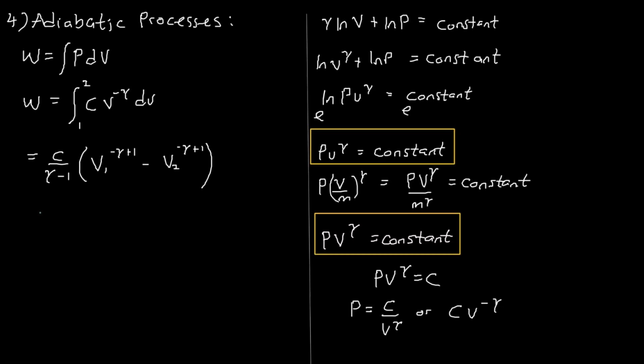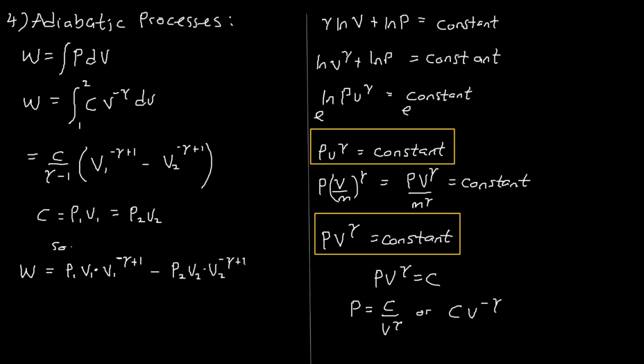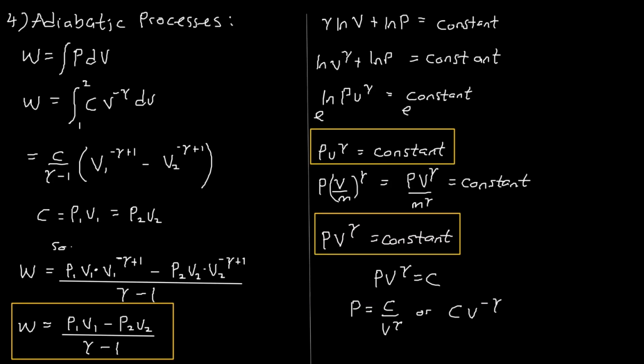Now, since C equals PV to the power of gamma, it can be P1 V1 to the power of gamma or P2 V2 to the power of gamma. So using this, we can obtain our work done as P1 V1 minus P2 V2 divided by the specific heat ratio minus 1. And this is the work done in an adiabatic process for an ideal gas.